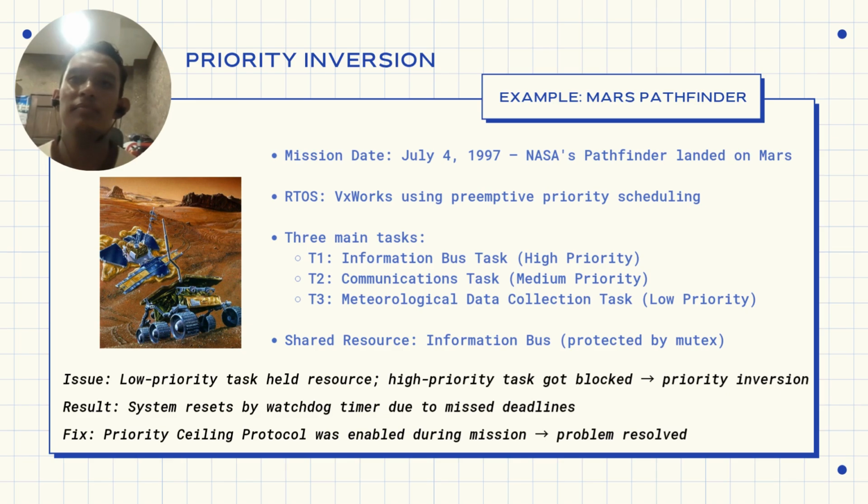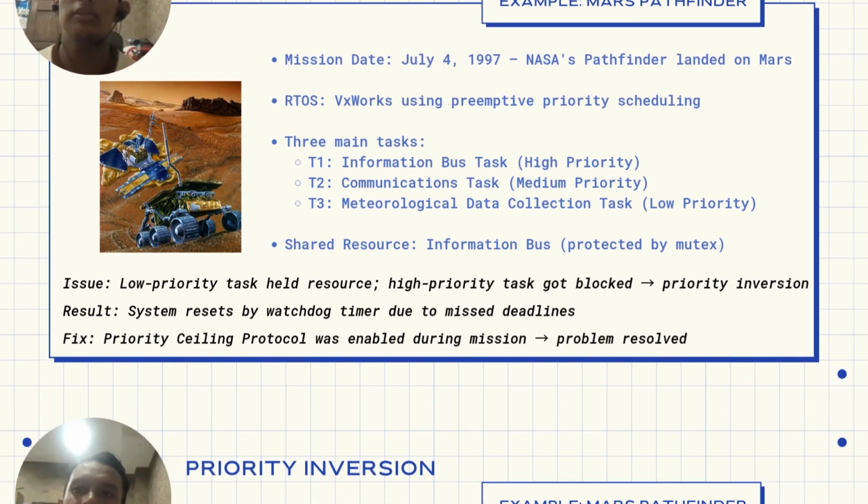The low priority task T3 locked the mutex, and later the high priority T1 tried to access it, but got blocked. Because the mutex was still locked, T1 could not proceed. In the meantime, medium priority T2 kept running, which further delayed the unlocking. This created a classic priority inversion problem. Eventually, the system failed to meet its timing requirement and was reset by the watchdog timer.